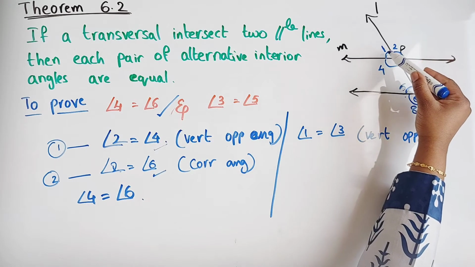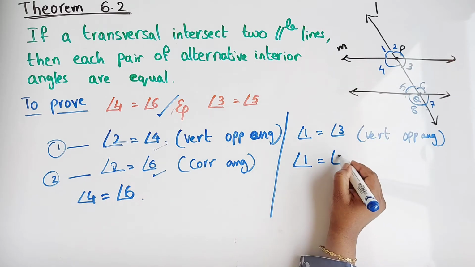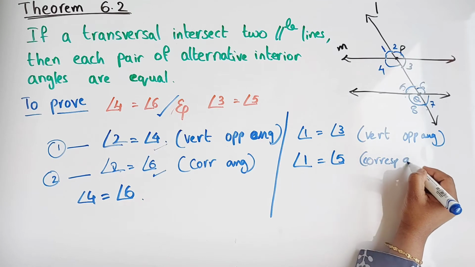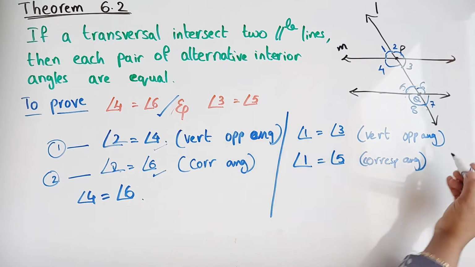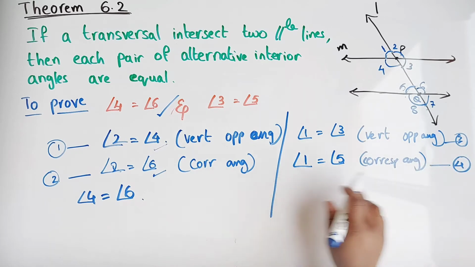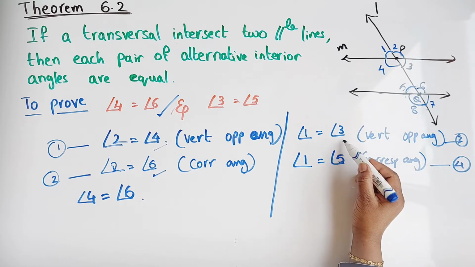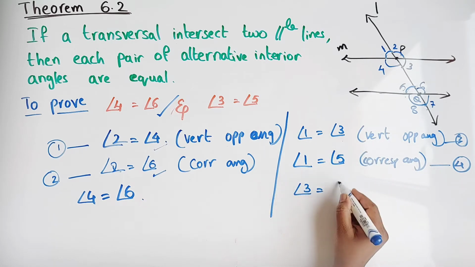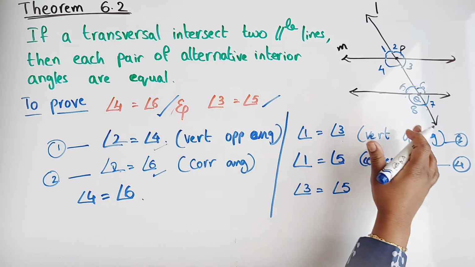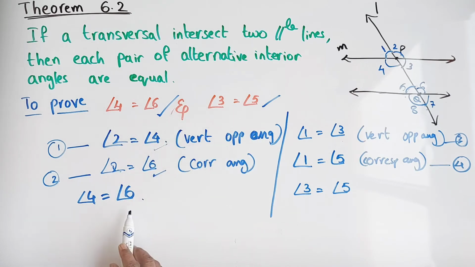But as per the corresponding angles, angle 1 equal to angle 5, right? We already know that. Corresponding angle statement. So here also, third statement, angle 1 equal to angle 3. Fourth statement, angle 1 equal to angle 5. After seeing third and fourth statements, we can easily say that angle 3 equal to angle 5. So this one also proved. So if a transversal intersects two parallel lines, then each pair of alternate angles are equal.